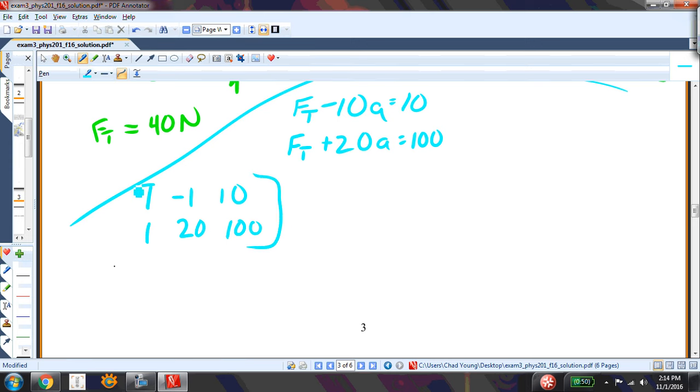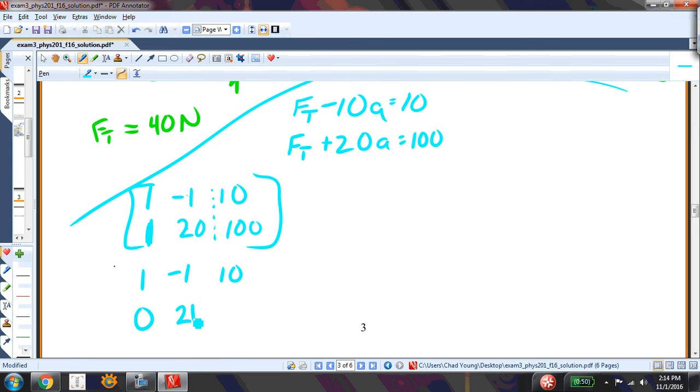Yours might have looked a little bit different than this, but you're going to get the same result. If you write your equations a little bit differently and put your variables in different positions, it can look a little bit different. The first thing I'll do, I want to make this 1 into a 0. So I have 1, -1, 10. I keep that one the same. And here I replace this row with this row minus this row. So I get 1 minus the first row, that's 0. 20 minus the first row, that's 21.